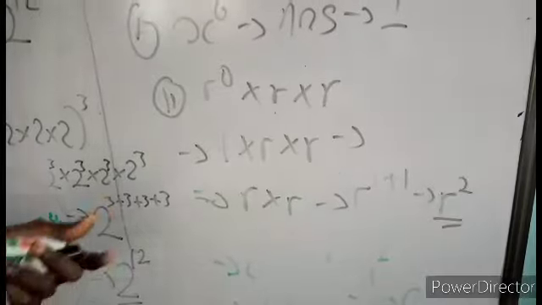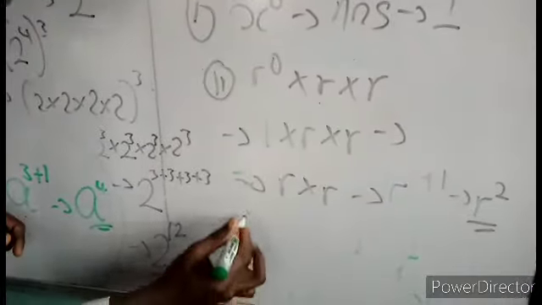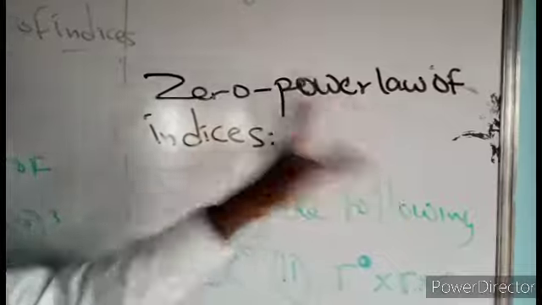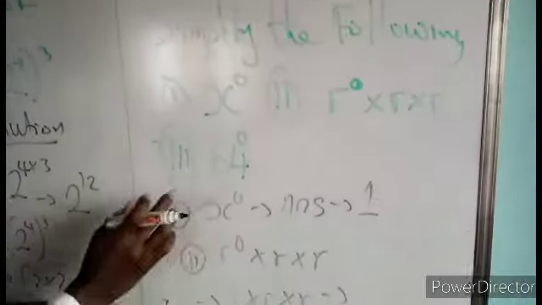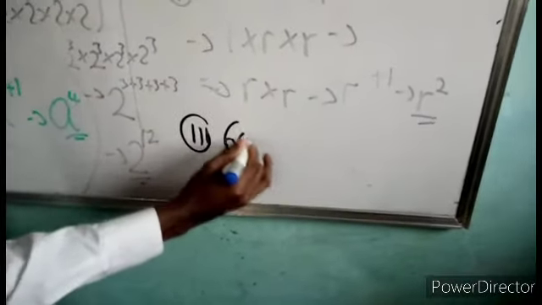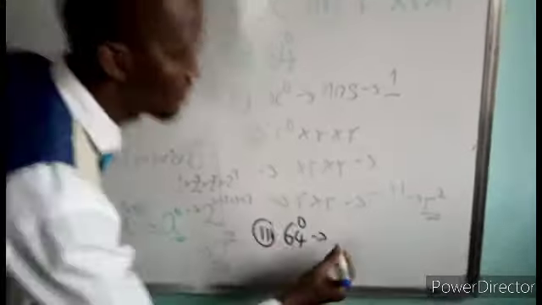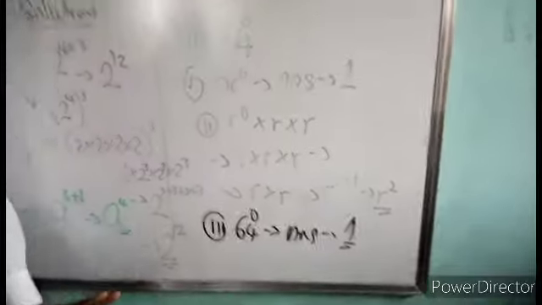Now the last one here, we have the third here. We're going to look at the zero power law of indices. I've dealt with number 1 and number 2. The third one, remember I said, a number, anything to the power 0. What's the answer? The answer is what? Say it. 1, anything to the power 0.